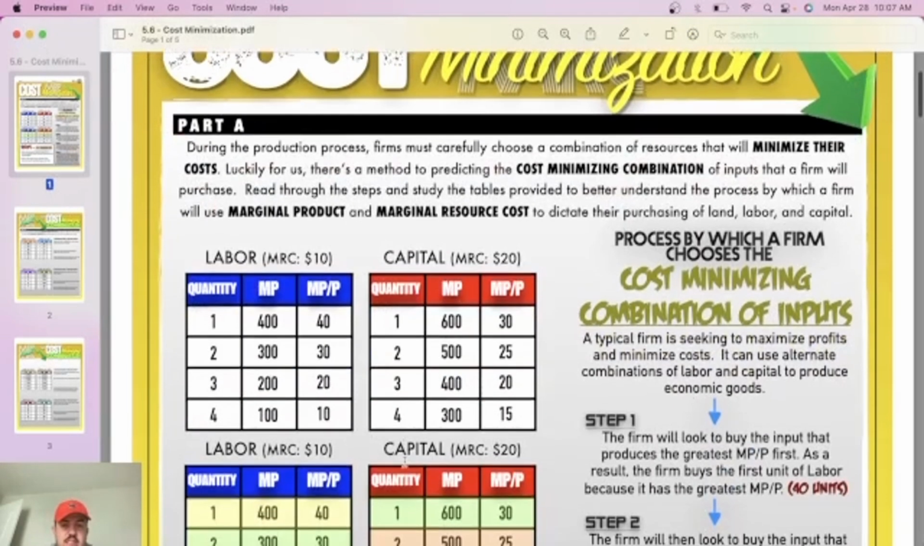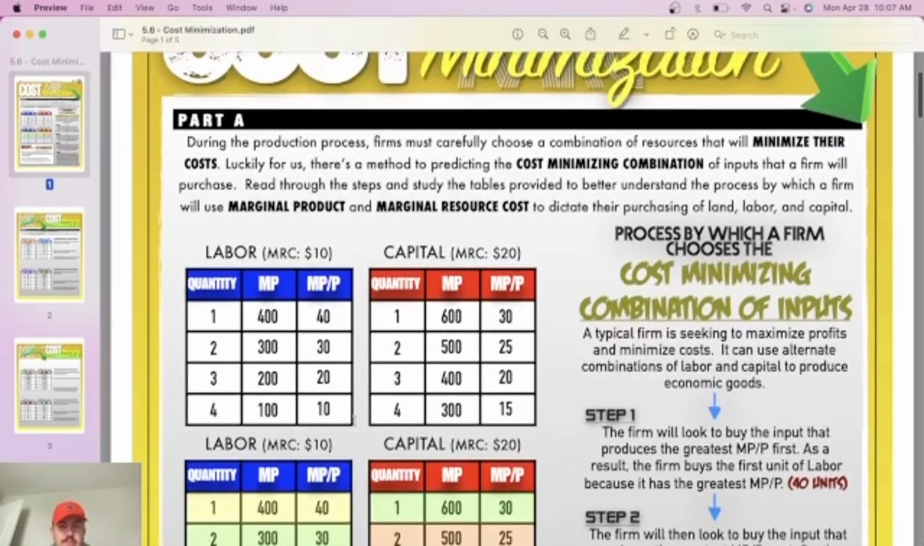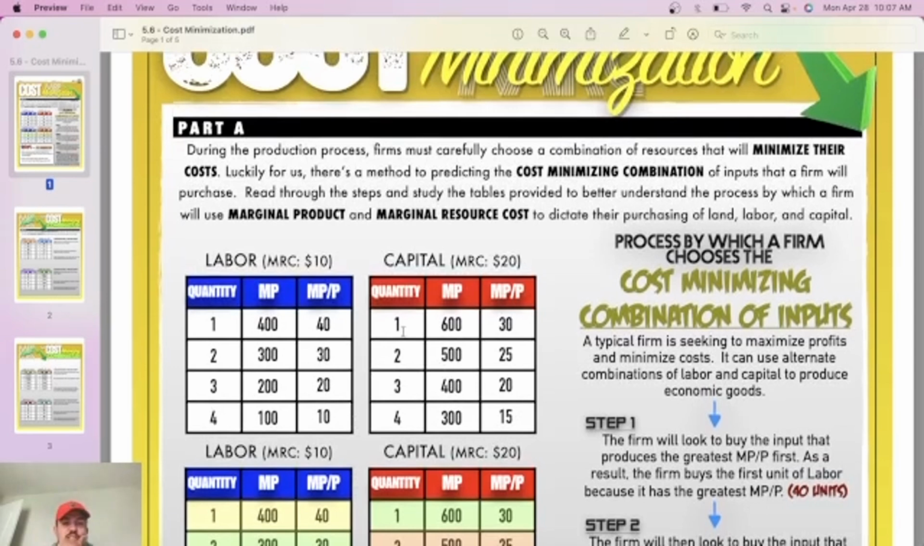Let's talk about cost minimization now. We looked at this a little bit whenever we were referencing cost maximization. Let me pull up my notes. We talked about cost maximization, and I think we should be great to go from here.